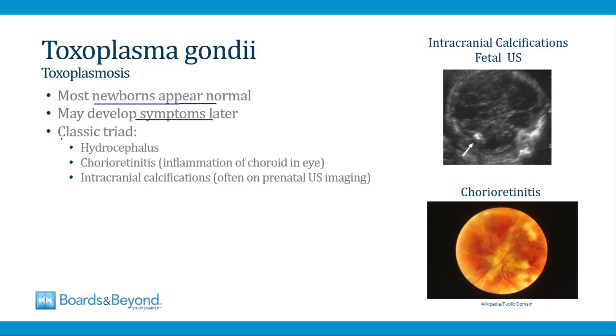There is, however, a classic triad that occurs in a minority of infected babies, and that triad is hydrocephalus, chorioretinitis, which is inflammation of the choroid in the eye, and intracranial calcifications. And this last finding, intracranial calcifications, is often identified on prenatal ultrasound imaging, and when this is found, it's often an indication to do antibody testing on the mother to see if she has a toxoplasma infection.